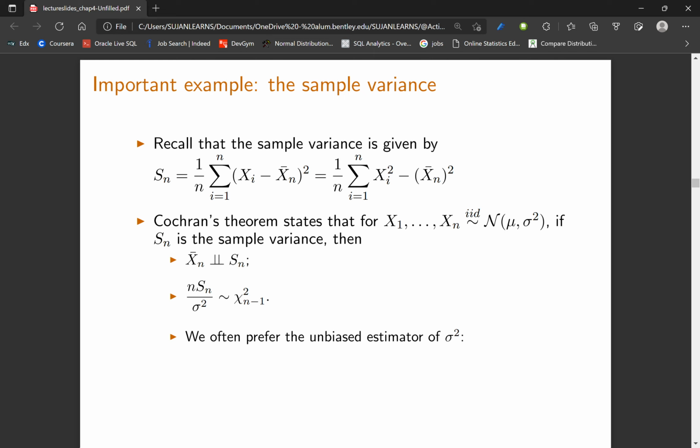Not only that, this is true for all n. n may vary from 1 to infinity, but this is true for all n. This is a really powerful conclusion. Secondly, what we want to say is that if you scale Sn properly, then the distribution of Sn is equal to a chi-square distribution with n minus 1 degrees of freedom. That's what we're going to say. This is a really powerful statement.